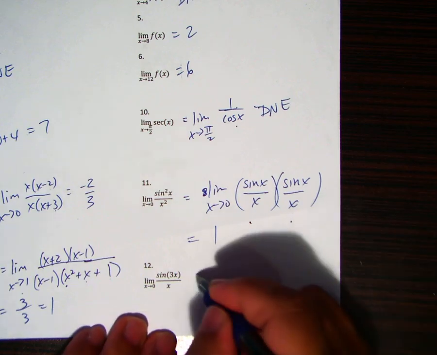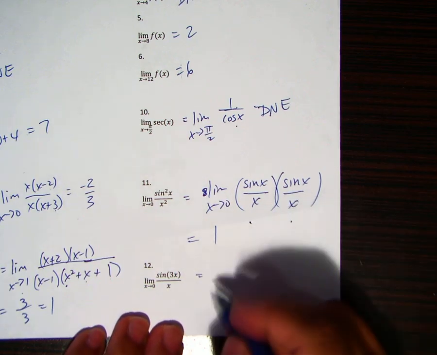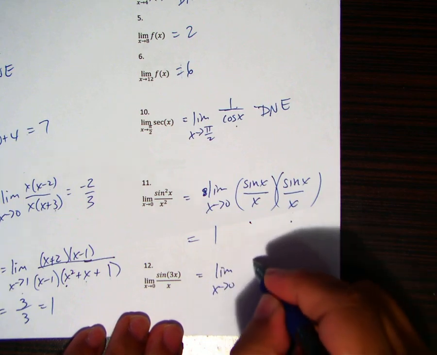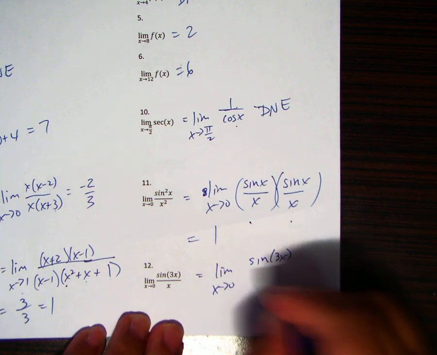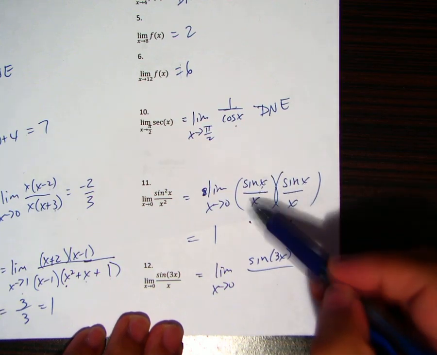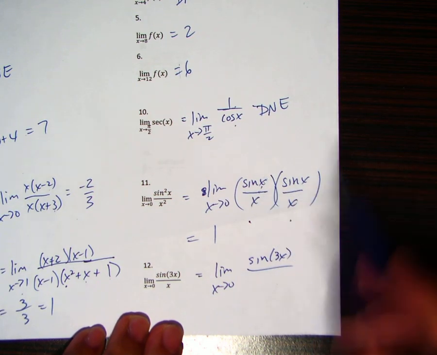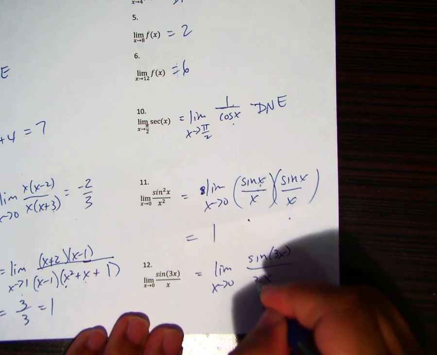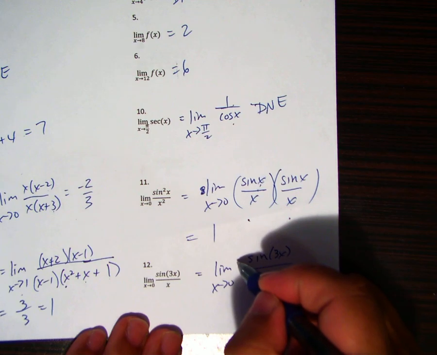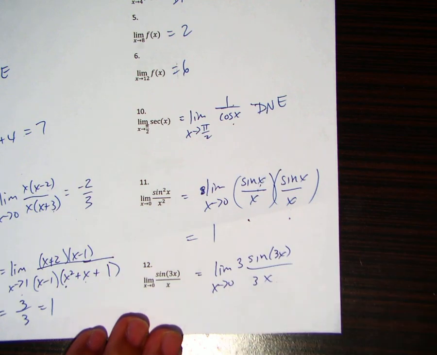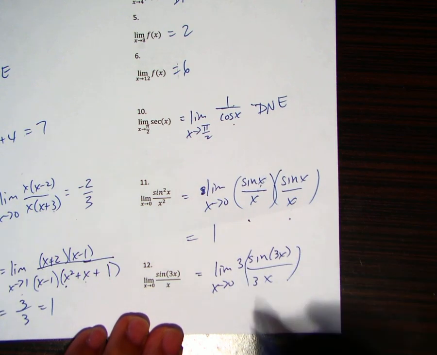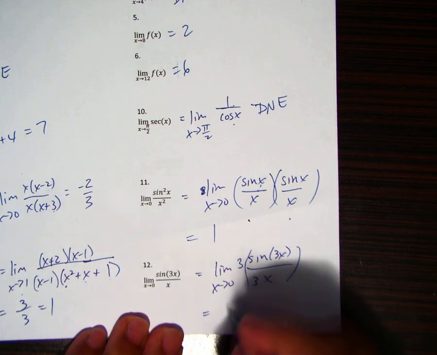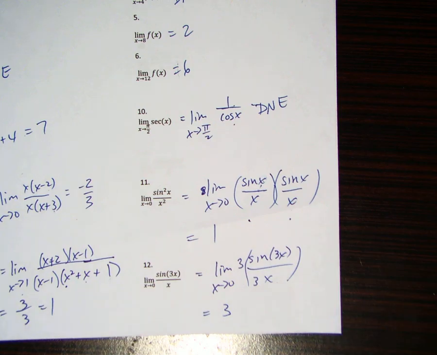Okay, number 12. Right, number 12 is very similar to number 11. Probably don't need to rewrite it, but the thing is, the argument of sine and the denominator must be identical. So x is not enough down here. So I'm going to shove a 3 down there. But if I put a 3 down there, I have to compensate by putting a 3 in the numerator. So this part, sine 3x over 3x, as x goes to 0, approaches 1. So it becomes 3 times 1, or 3. Okay, I'm going to stop the video.